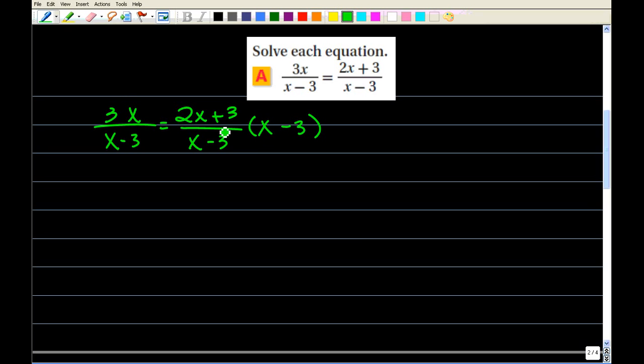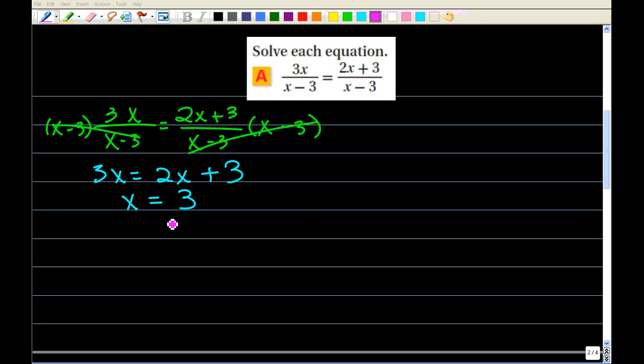So if I multiply each side by x minus 3, those two things would go away, and then we would have 3x equals 2x plus 3. If I subtract 2x from both sides, I'll get x equals 3. But don't forget, we still want to go back and check our answer.